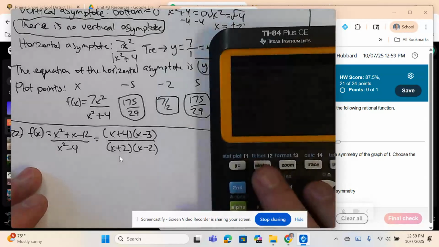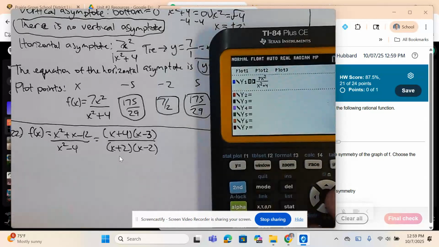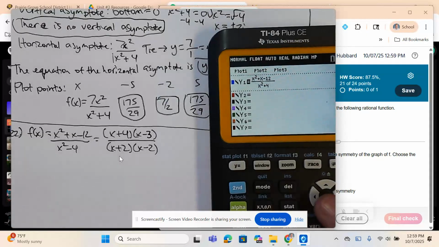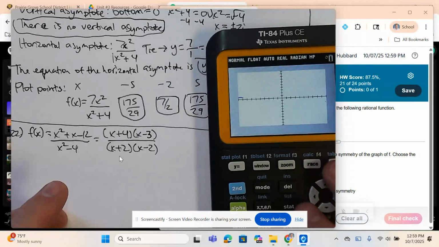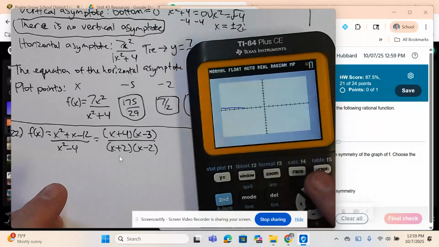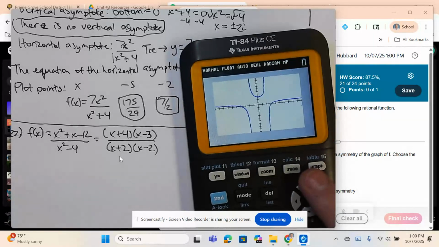So we'll look at this graph. So x squared, you can type it in here, plus x minus 12. But you would want to factor it anyways. This one might have one of those slant asymptotes. Okay. Yeah, well, no. It's just got a lot going on.